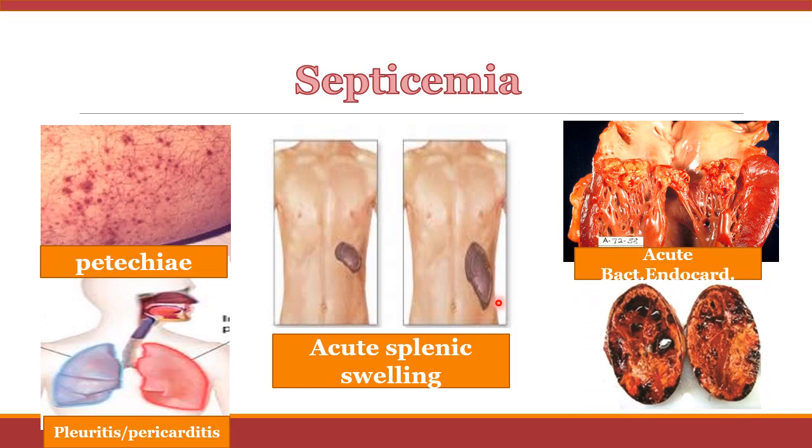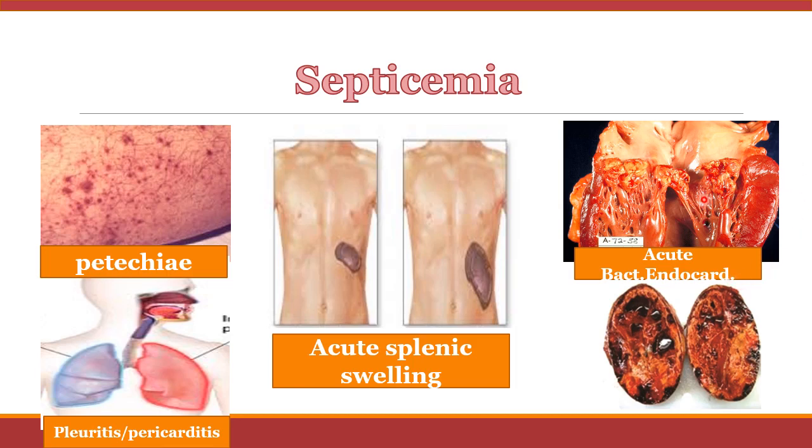The next complication of septicemia is called acute bacterial endocarditis. Acute because it happens with acute conditions, bacterial because it happens with bacterial action. Septicemia is a bacterial condition, and endocarditis means inflammation of the endocardium. What is the endocardium? It is the innermost layer of the lining of the heart, and it also lines the inside of the heart.